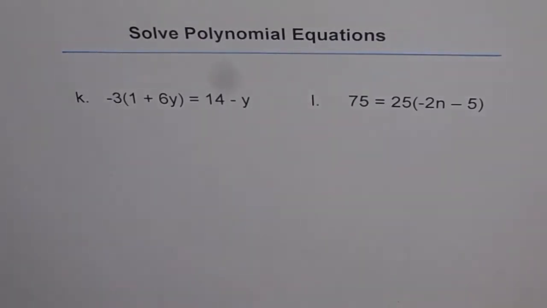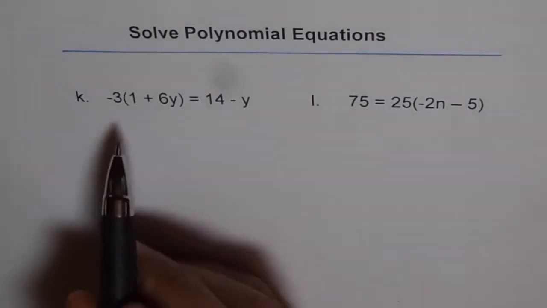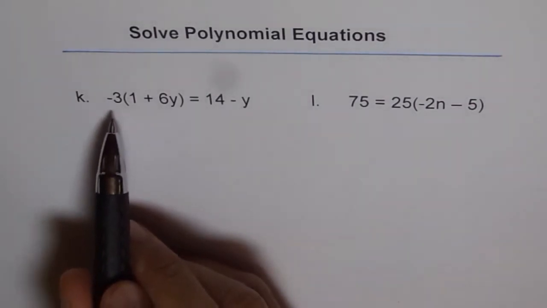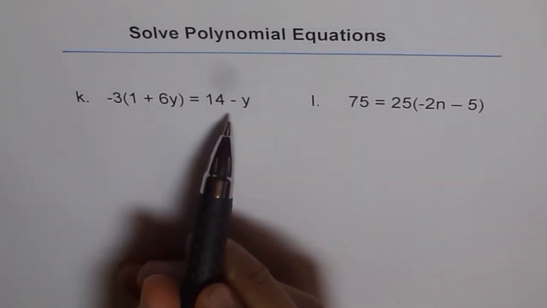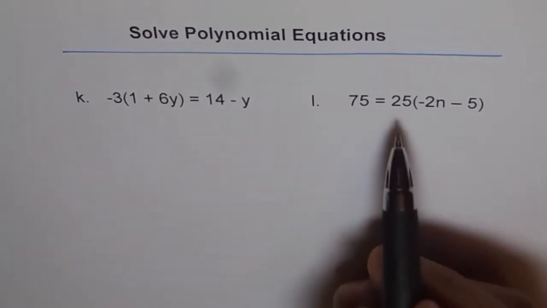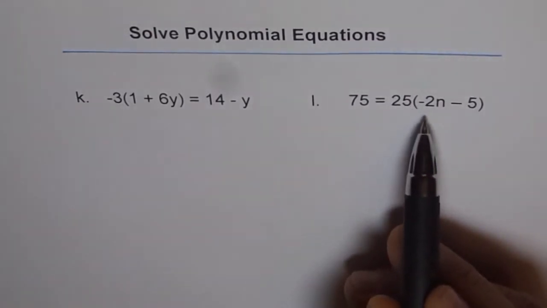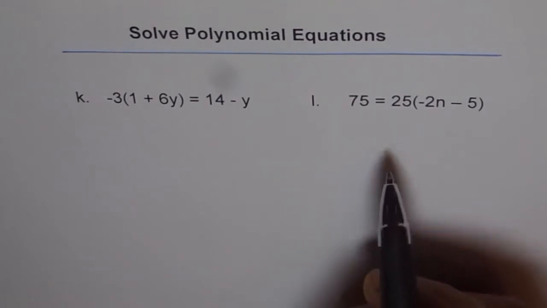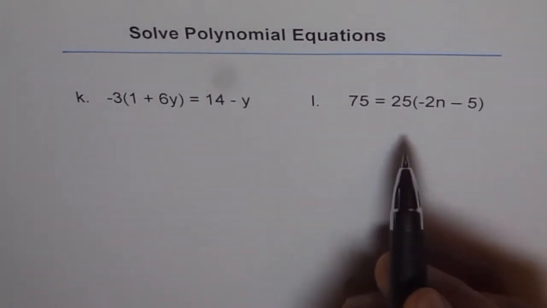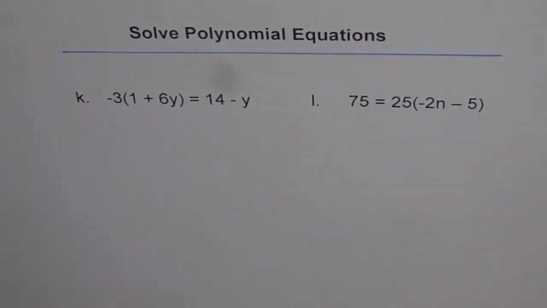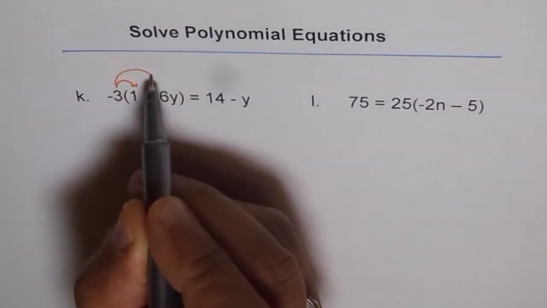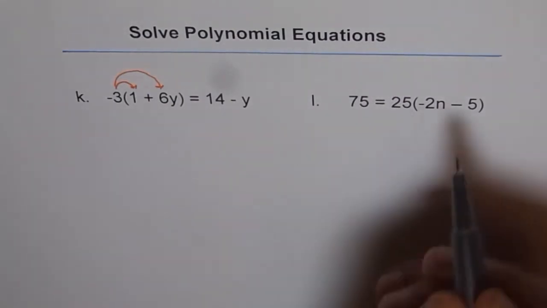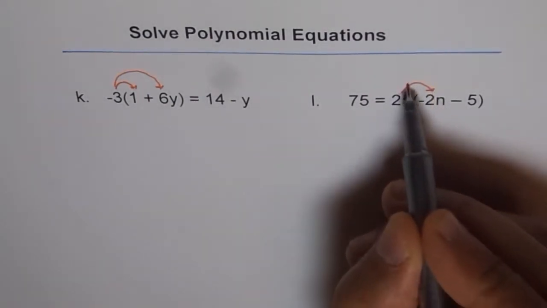Solve polynomial equations. On the left side we have minus 3 times (1 plus 6y) equals 14 minus y. Here also we have 25 times (2n minus 5). So here we'll apply the distributive property, which means this 3 gets multiplied by both the terms inside the bracket, correct? And in this case 25 will get multiplied by both the factors.